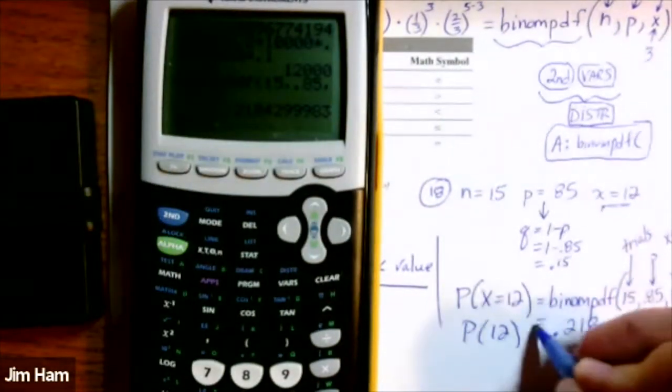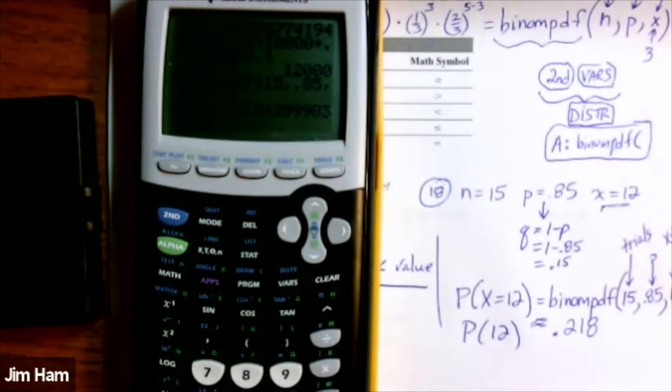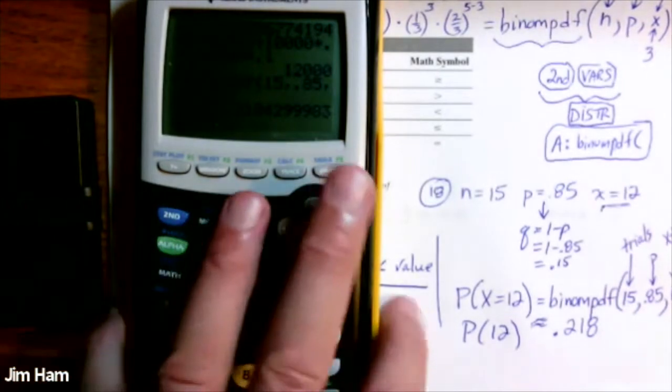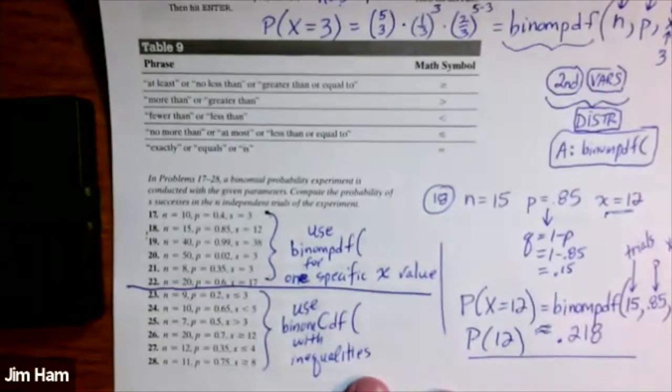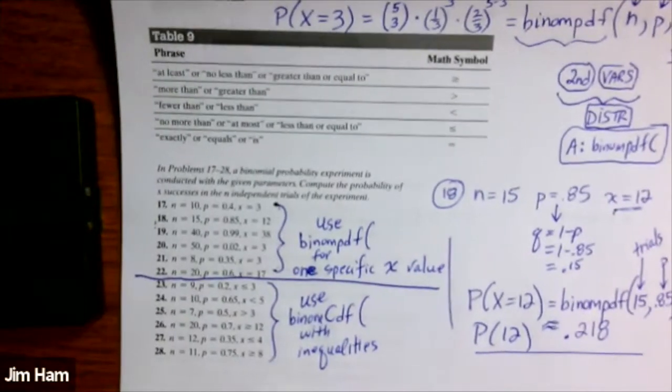0.218. And you can convert that to a probability, or a percentage if you like, to interpret it as well. So that's it for that one. All right, let's take a look at an inequality here.